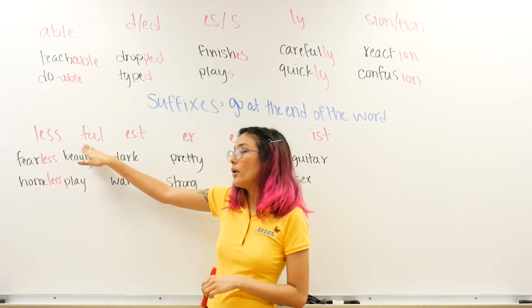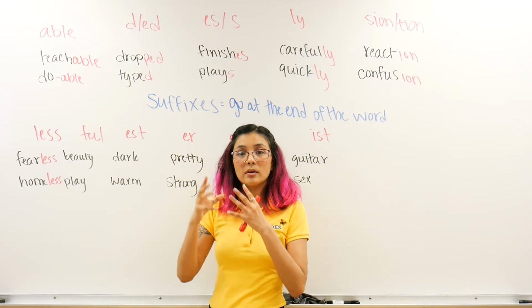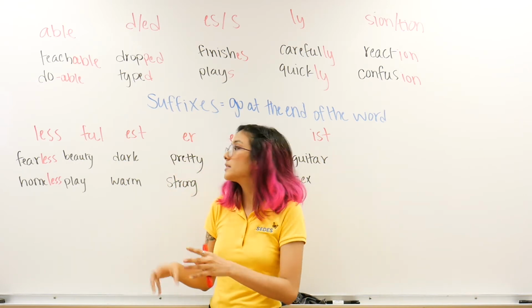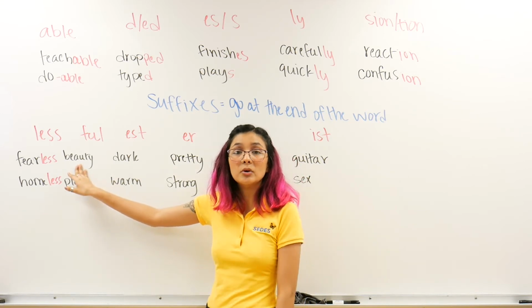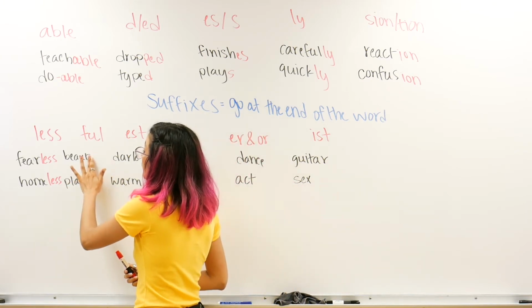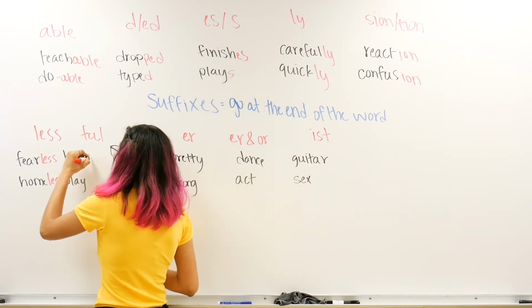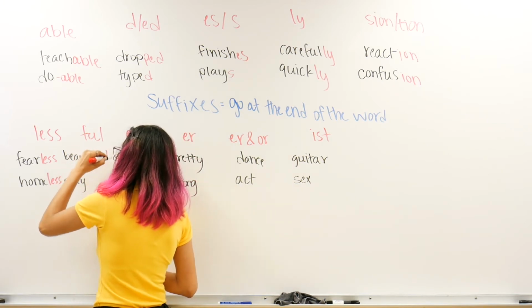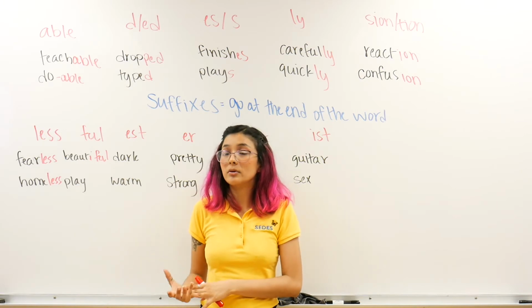Then we have full. Full is going to be when you characterize something, right? When you describe it, characterize. So when I say she beauty, I don't say she is beauty. I say she is beautiful, right? He is beautiful. They are beautiful. So here, I change my Y to an I, and I add my L. Because I am characterizing, I am describing the person.